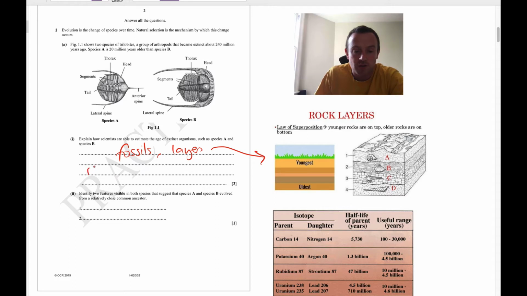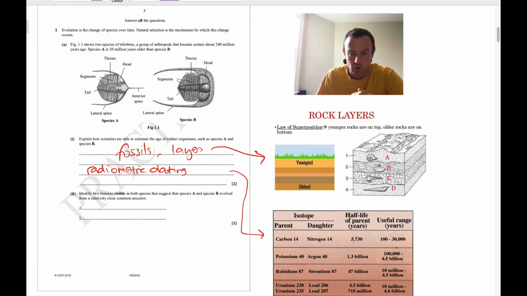Now, you could have said radiometric dating, but not carbon dating. Why, you may ask? Well, carbon dating only has a useful range of 100 to 30,000 years. So if we're talking about in the millions of years, it's not going to work. So we have to use other isotopes. So that's just something to remember. Didn't really go into that much detail about that in the syllabus, but that's something else for you to know. Carbon dating only works in the sort of thousands of years range, but not the millions.